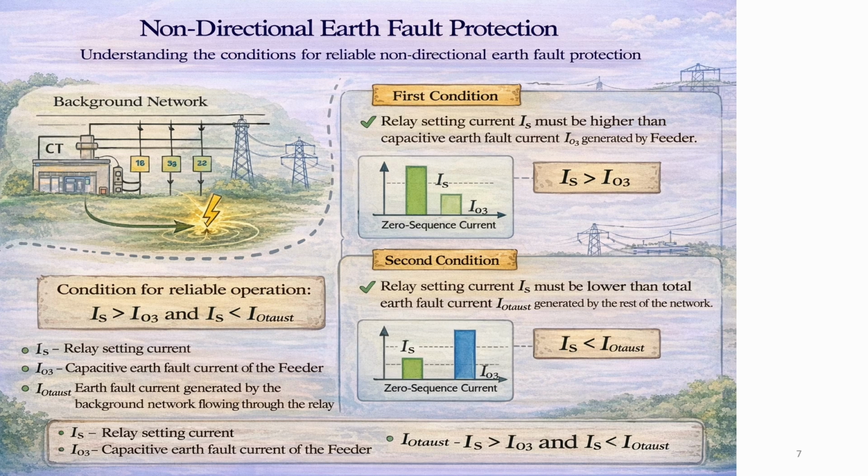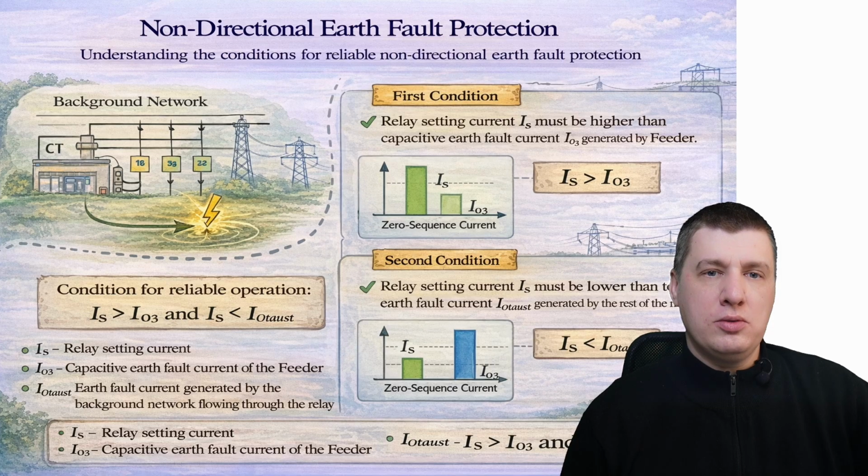If both conditions are met, non-directional earth fault protection operates correctly and selectively. If the background network is small or earth fault current is low, these conditions may not be fulfilled. In that case, non-directional protection becomes unreliable. This is the main reason why directional earth fault protection is preferred in modern medium voltage networks.